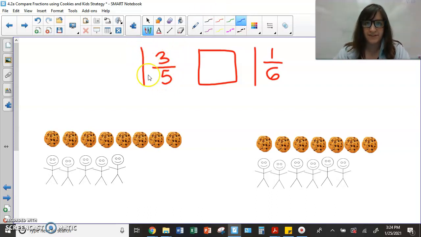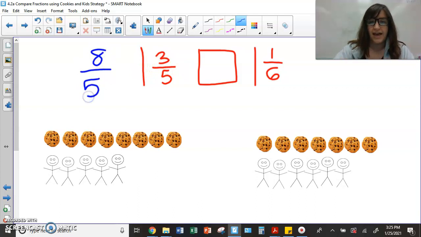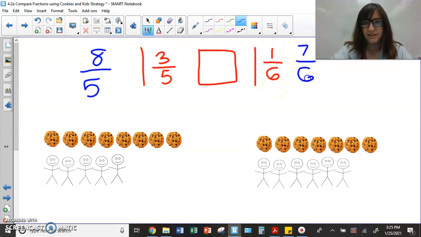So over here, 1 and 3/5, this one whole is representative of 5/5, right? So 5 times 1 is 5 plus 3 is 8. So this fraction over here is 8/5. And this fraction over here is 7/6. So this fraction is equal to this fraction, and this fraction is equal to this fraction.